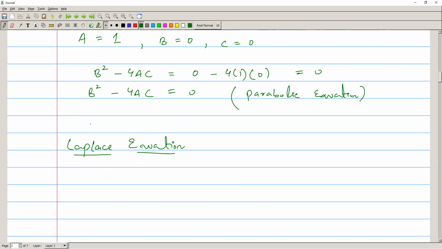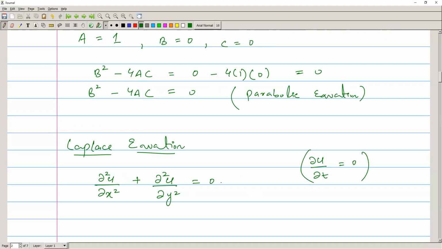This is also called the two-dimensional heat flow equation, ∂²u/∂x² plus ∂²u/∂y² is equal to 0. This is also called a steady heat equation in two dimensions. We call it steady because ∂u/∂t is equal to 0.